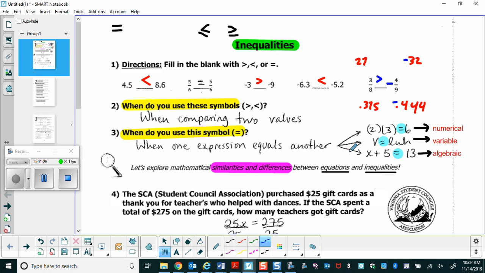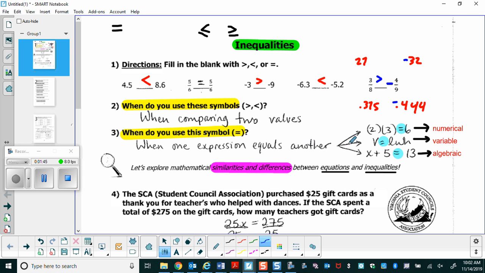Okay. All right. So for this second question here, when it asks, when do we use these symbols, the greater than or less than signs? When comparing two values, we're comparing up here that this side's bigger than this side. All right. Now, when do we use the equation symbol? When one expression on one side equals another.